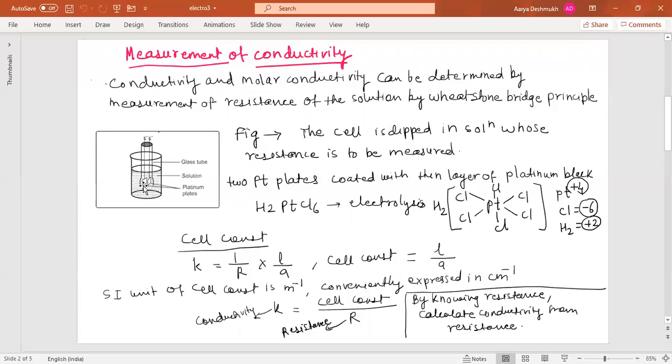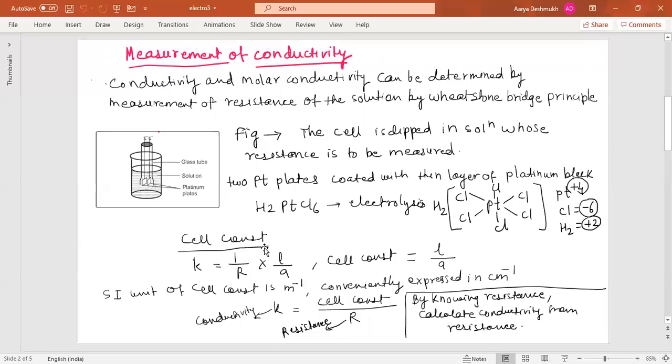And this is the electrolytic solution taken here, which has the tendency to ionize as cation and anion. That is what we call the electrolyte. So the cell is dipped in the solution whose resistance is to be measured. The two platinum plates are coated with a thin layer of platinum black, and platinum black is nothing but a solution of H2PtCl6. This is the structure of H2PtCl6.